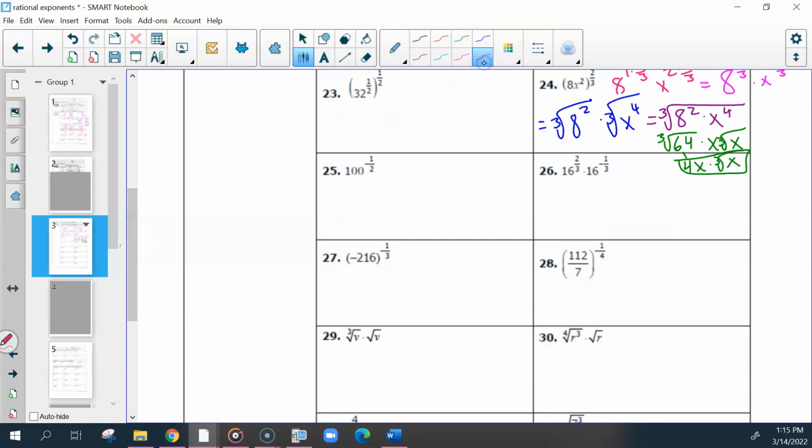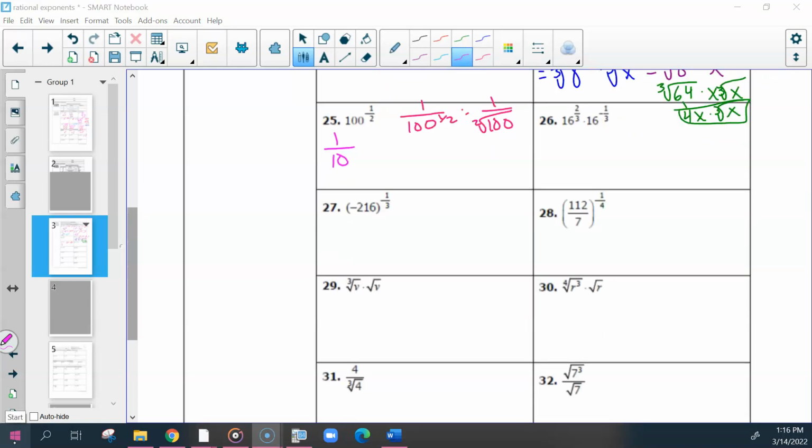Okay. Now if we do something like 25, this is 100 to the power of -1/2. So remember your negative exponent rule. When you have a negative exponent, that is the same thing as taking the power and flipping it, and then making that power positive. So this would be 1 over the square root of 100. You can put the 2 out there if you need it. We know the square root of 100 would be 10. So this would be 1/10.